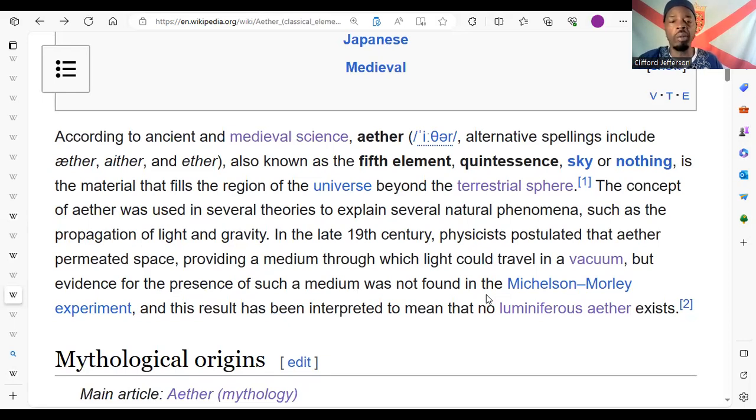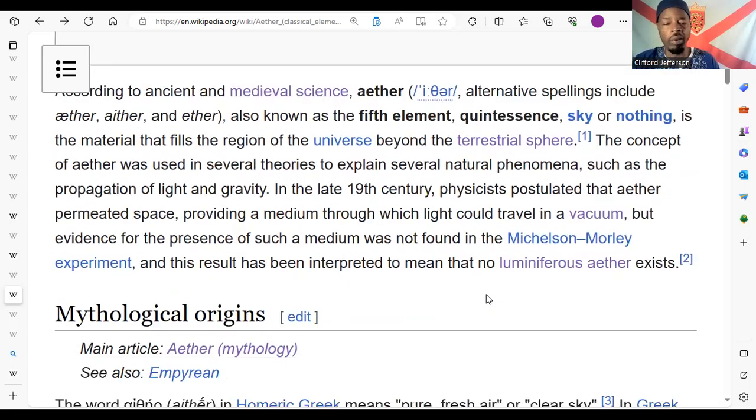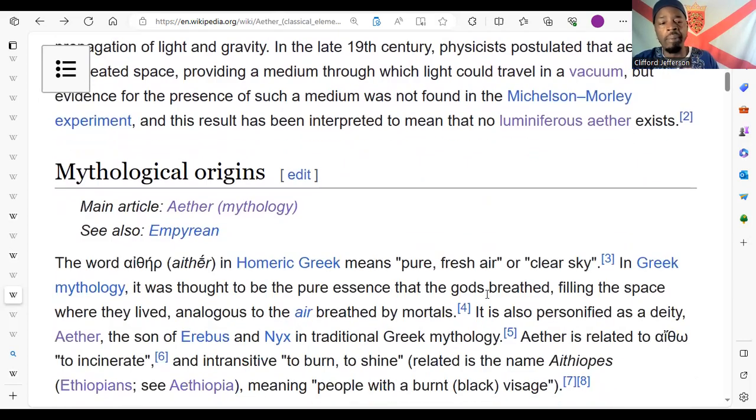According to medieval science, ether, also spelled aether, is also known as the fifth element, sky, or nothing. It's a material that fills the region of the universe beyond the terrestrial spirit. The concept of ether was used in several theories to explain several phenomena, which includes luminous spheres ether. That is how they explain it in the Midrash and the Talmud, to make sense of the mysticism concerning cosmogony.